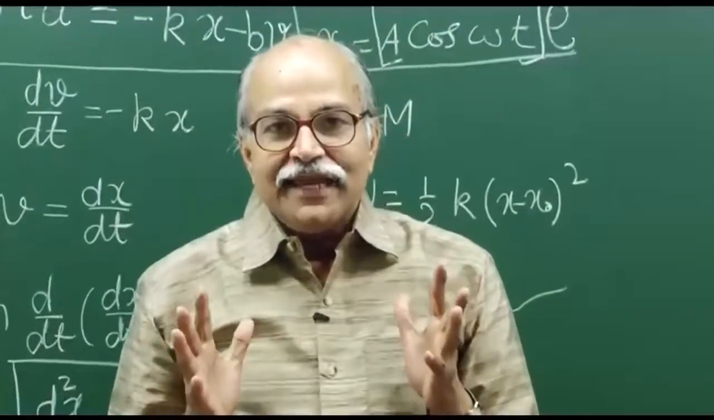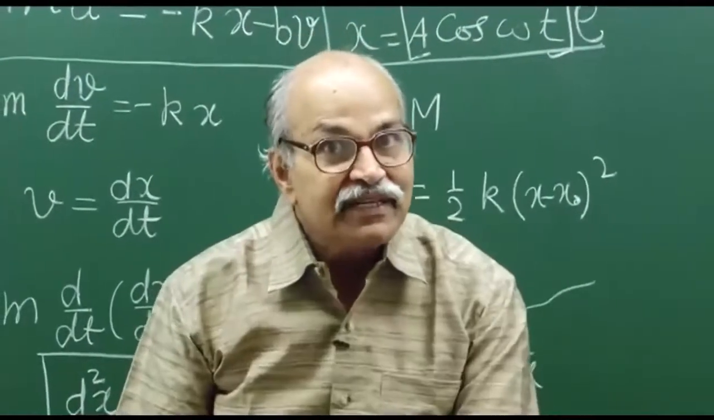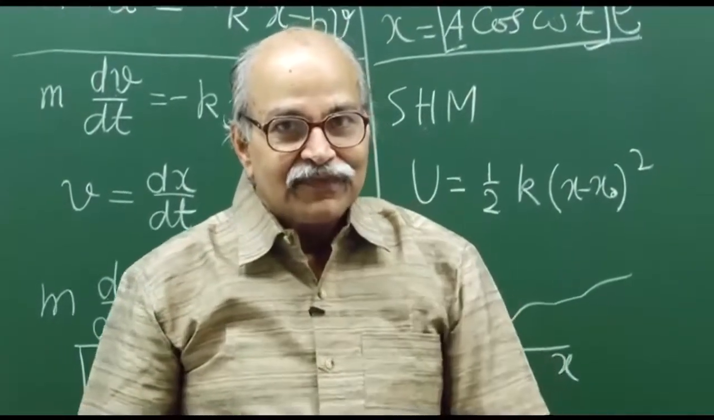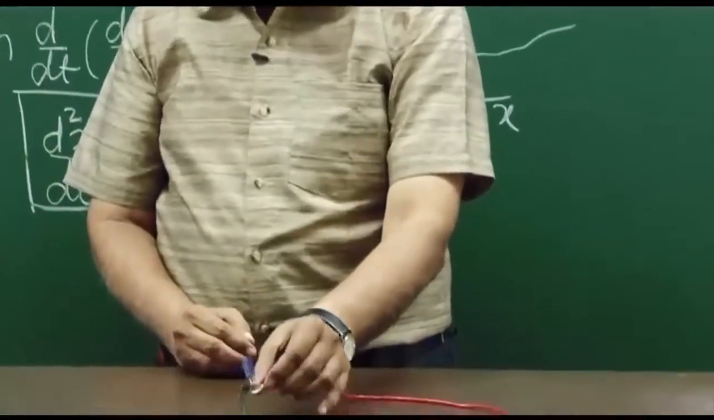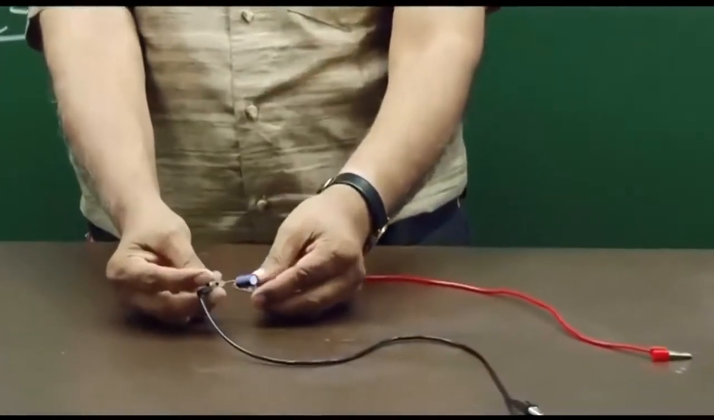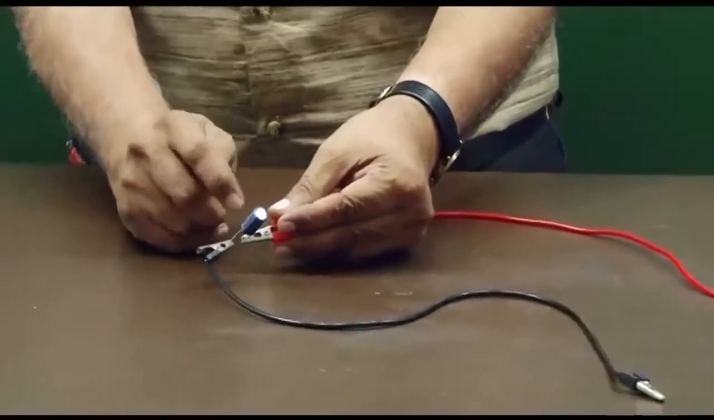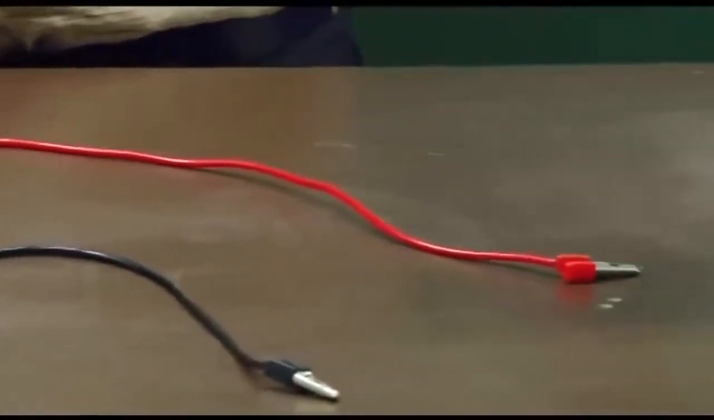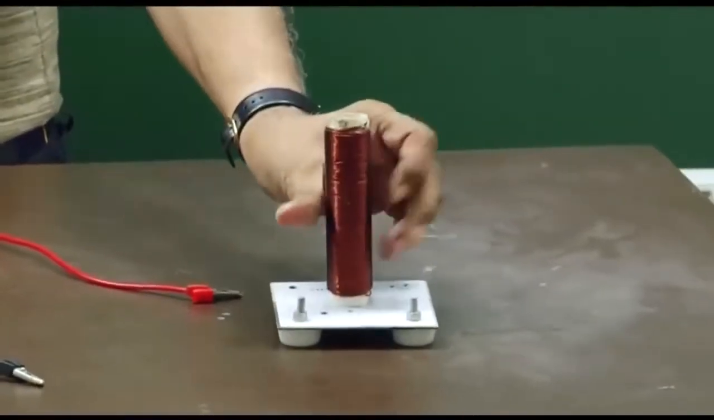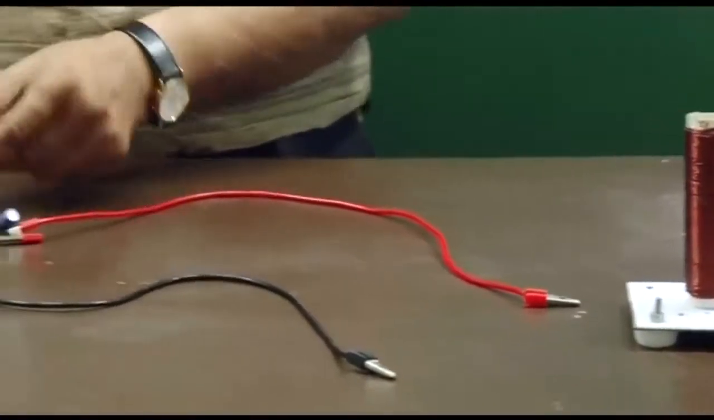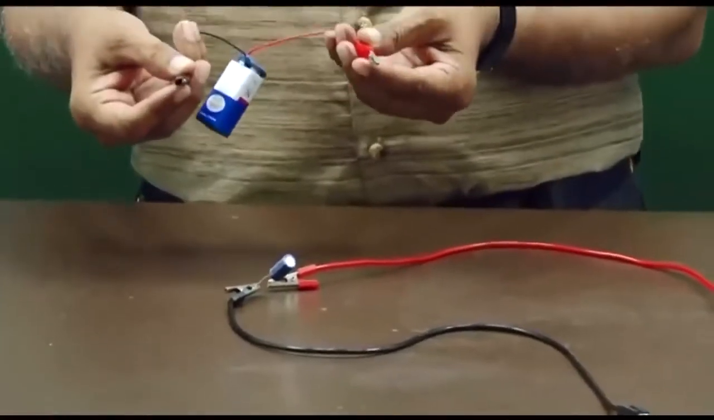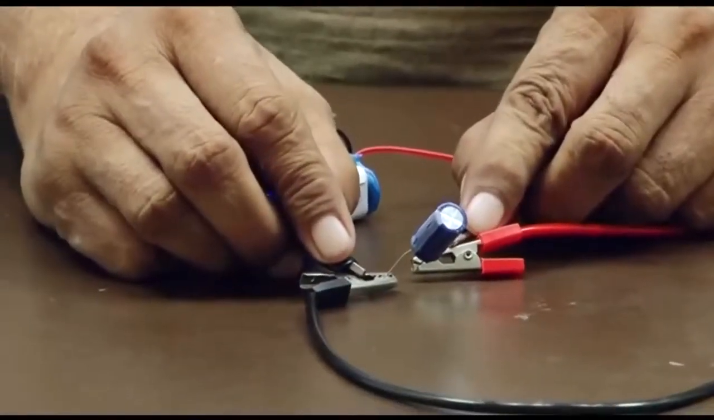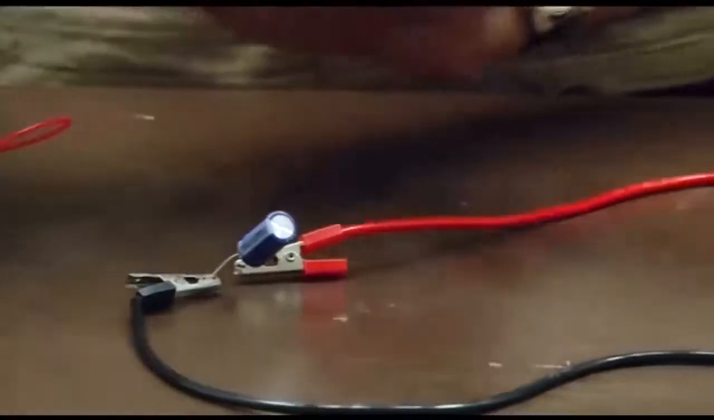Now let me take an example from a totally different area, and that is from electrical circuits. Here I have a capacitor, the capacitor that we used earlier. This is that 1 millifarad or 1000 microfarad capacitor, and here is the solenoid. This also we have used earlier. Now, suppose I charge this capacitor by connecting this battery terminal to the capacitor. Now, the capacitor is charged.